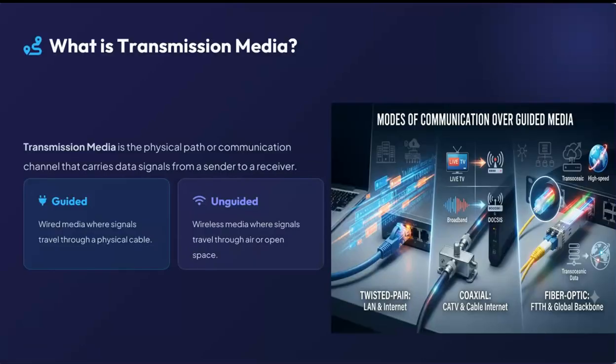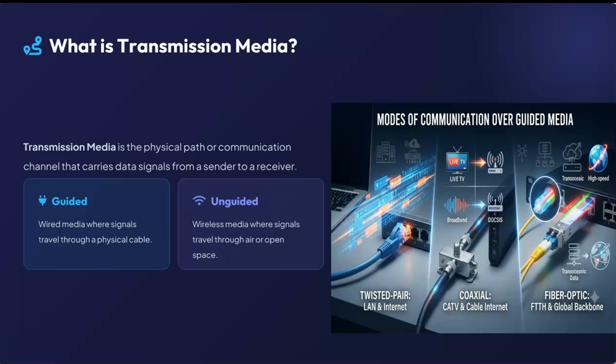So in today's class, we'll be discussing one important category of transmission medium called the guided or the wired transmission medium. So what is this transmission medium? The transmission media is a physical path or the communication channel through which your data travels from the sender to the receiver. Think of it like a road. If a car wants to travel from one city to another, it needs a road. Similarly, if data wants to travel from one device to another, it needs a communication path, and this communication path is called the transmission medium.